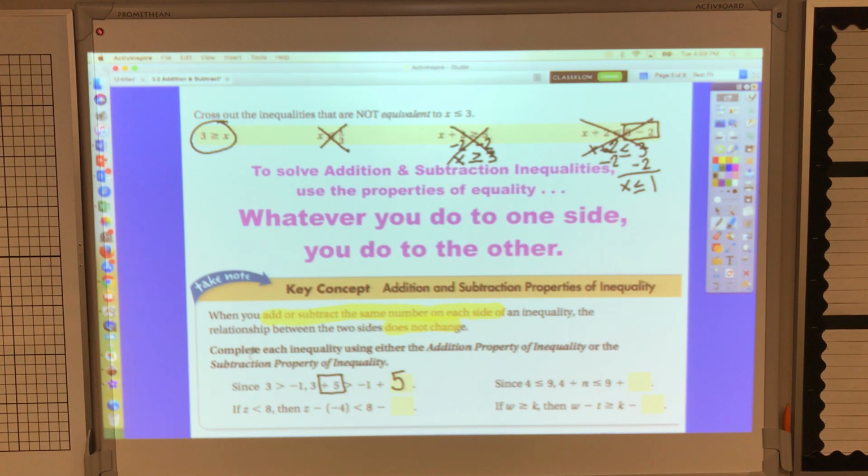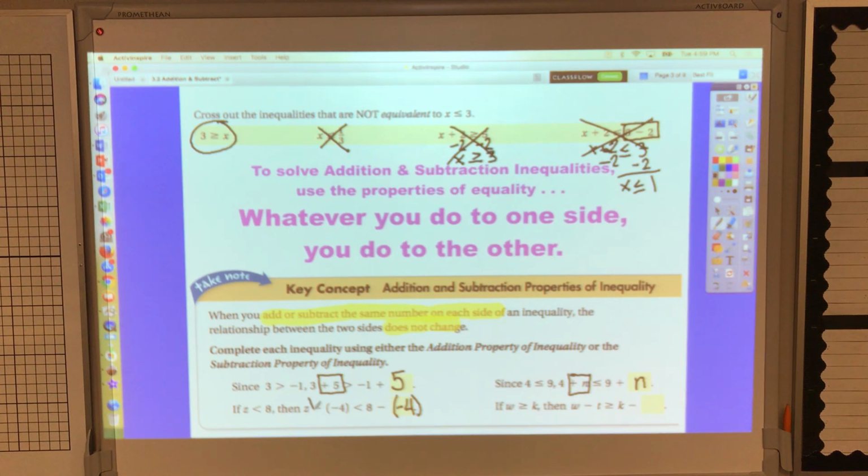equivalent. Okay? So 4 is less than or equal to 9 and if I add n to that 4, I also need to add n to that 9, the same side, to make them remain equivalent. This is your addition property of inequality, because we are adding on both sides. Okay? So if z is less than 8, then z minus -4 is less than 8 minus, again, the exact same thing we changed on the other side, a -4.